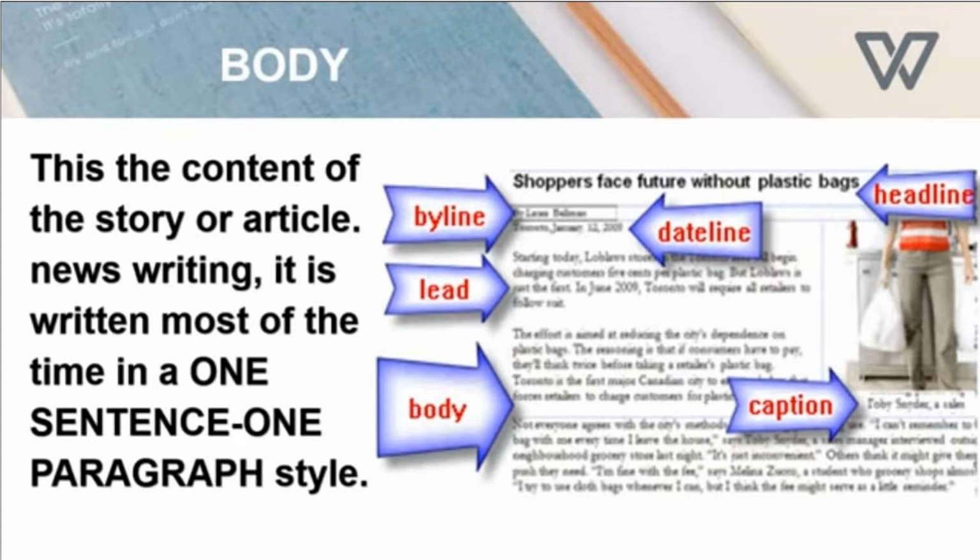Now let's talk about the body. The body is now the second, third, fourth, fifth until your second to the last paragraph. This is the content of the story or article. In news writing, it is written most of the time in a one sentence, one paragraph style. This is what I said. Keep it short and simple. One sentence, one paragraph, one idea.